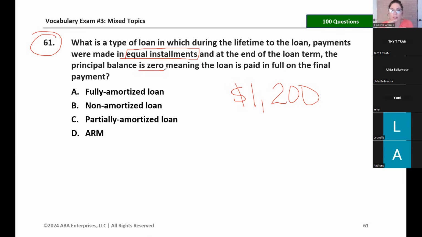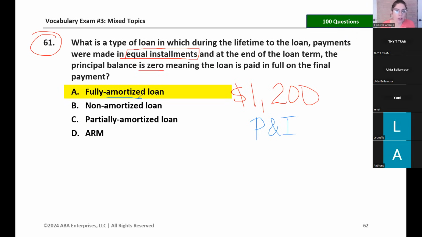And also something else that's important about these loans is this $1,200 is going to contain a portion for the principal and a portion for the interest. So you are fully killing off this loan, fully killing it off. So it would be a $1,200 P&I payment, principal and interest. All right. That's what we call a fully amortized loan, fully amortized loan.